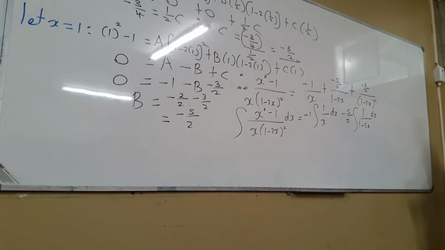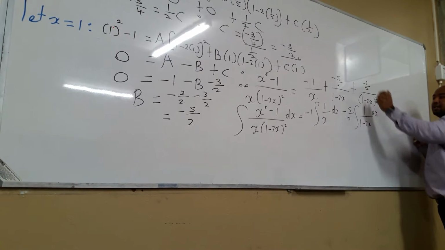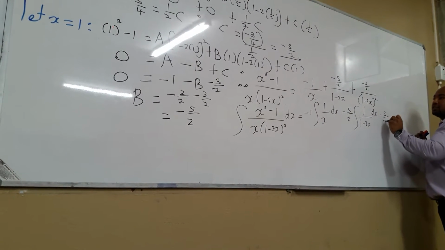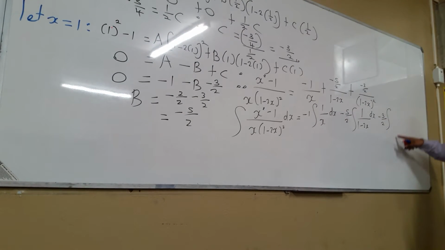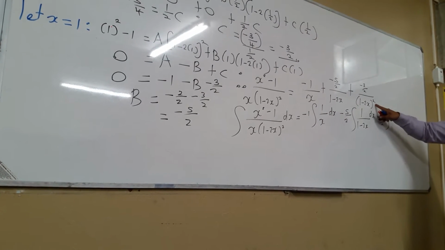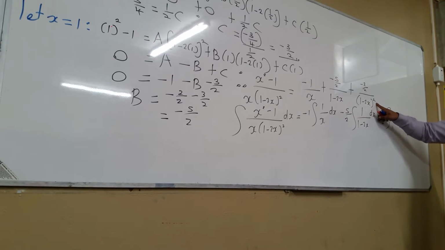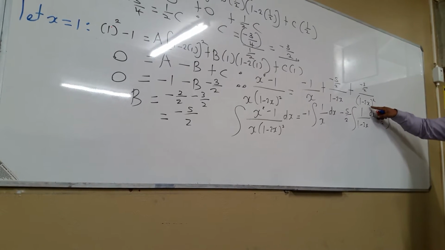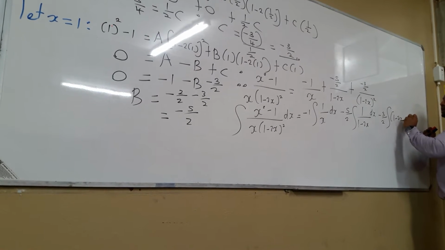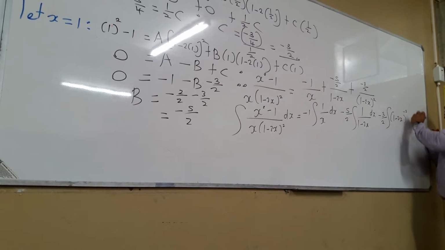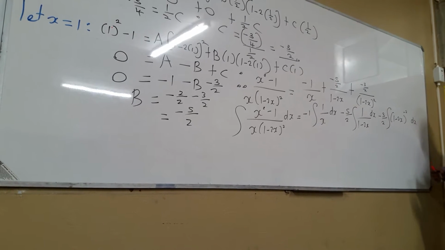Here, positive times negative, that will be minus 3 over 2. And now, here, do I leave it as a fraction? No, this is not type B, this is type A. It has an exponent of 2, so I will take this to the top. It will be 1 minus 2x to the power minus 2 dx.